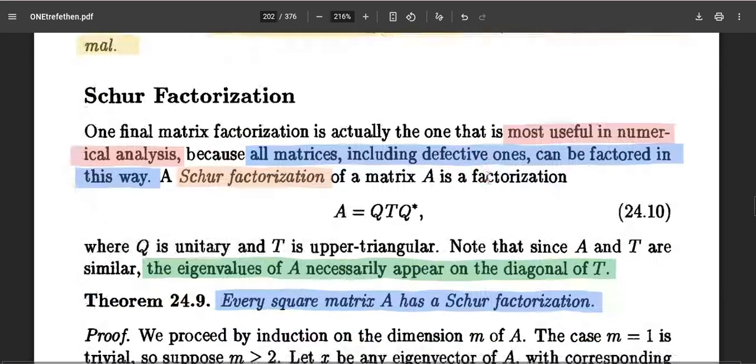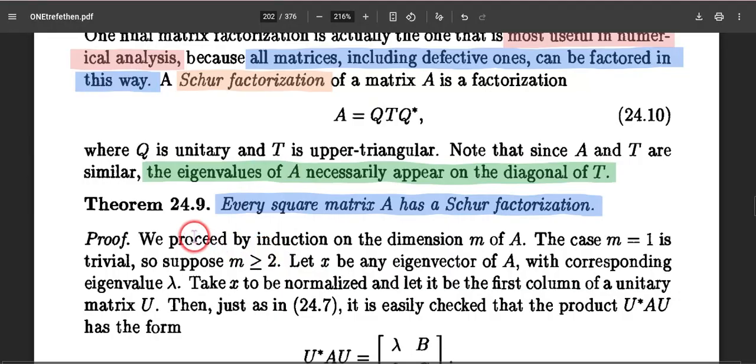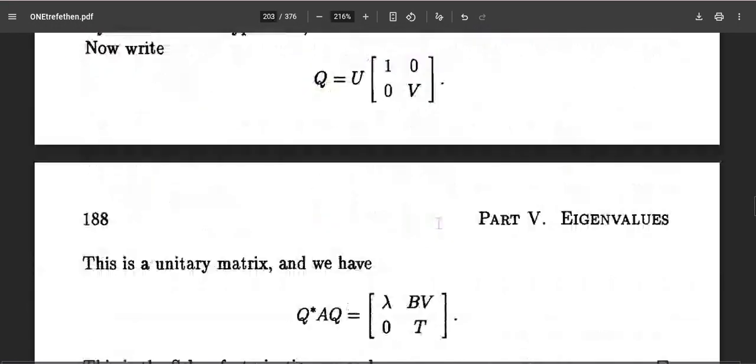The third kind of factorization is the Schur factorization, and it's a very important factorization, the unitary triangularization. One of the important characteristics of this transformation is that any matrix, whether it is defective or non-defective, normal or non-normal, can have a Schur decomposition, where there will be a unitary triangularization and the triangular matrix will have the eigenvalues along its diagonal elements. This is what it says in theorem 24.9: every square matrix has a Schur decomposition.